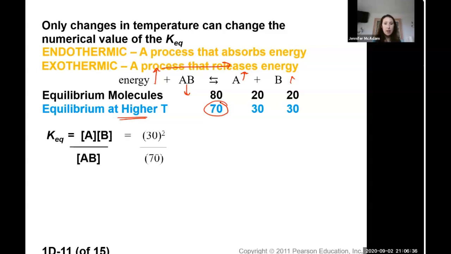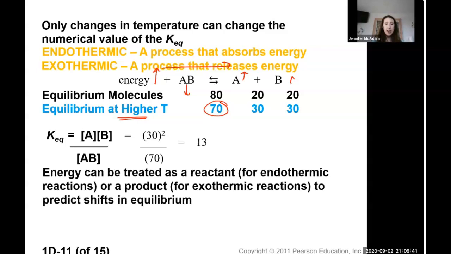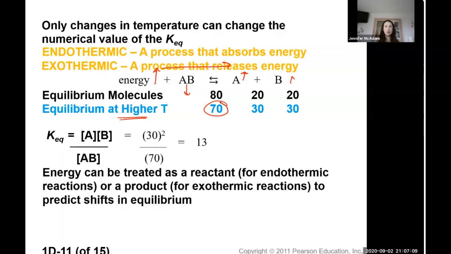So if we plug it into our K, you can see our K will actually change. So remember that temperature is the only thing that's going to change it. And if we have an endothermic reaction and we add energy, our K will actually increase, right? So just remember that temperature is the only thing that can change our equilibrium constant, right? Only temperature. Okay, so that's all with equilibrium.